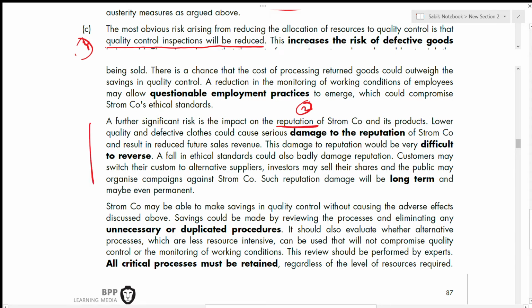First, you need to identify one line. You have to say this is the risk. Then, in that paragraph, you have to explain further. Elaborate on that point. How it's going to damage the reputation. This is how it's going to damage the reputation. Let's see, right? Yes, lower quality and defective clothes could cause serious damage to the reputation and result in reduced future sales revenue. This damage to reputation would be very difficult to reverse, right?